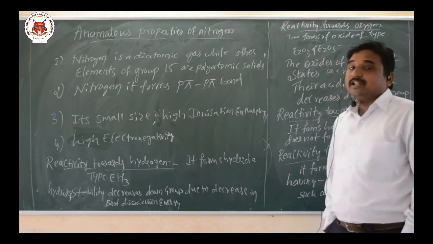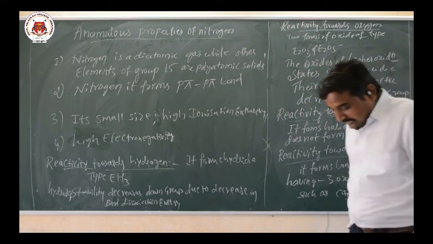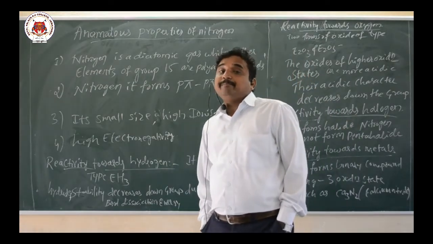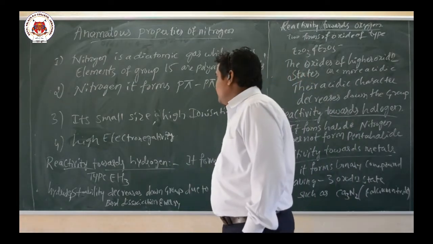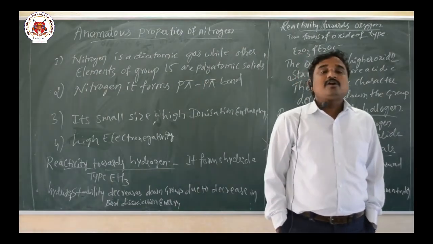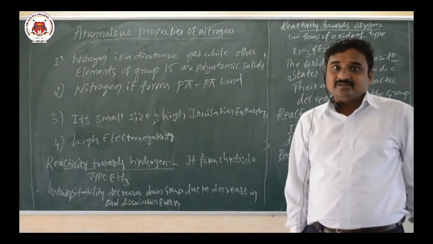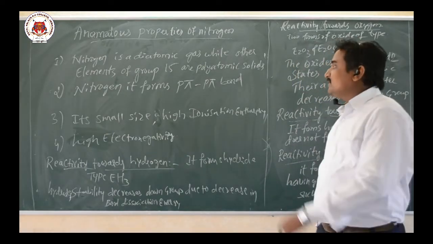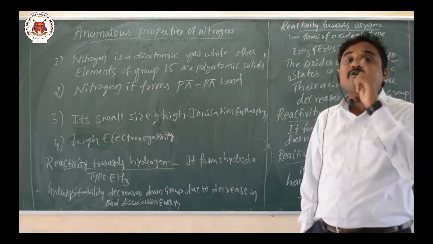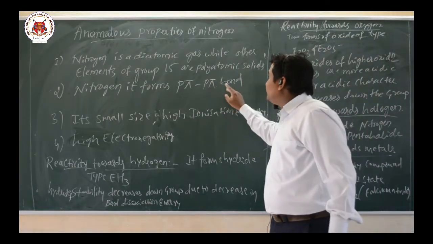So what are those properties? The first property is that nitrogen forms a p pi-p pi double bond. Because nitrogen does not have d orbitals, there is an absence of d orbitals. For that reason nitrogen has a very unique property: nitrogen forms p pi-p pi bonds.